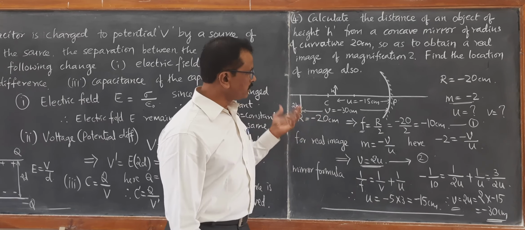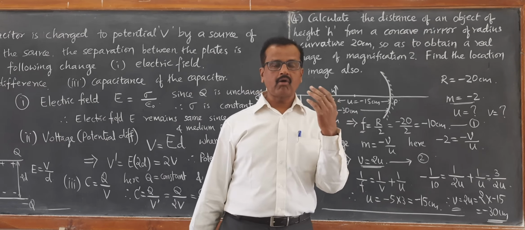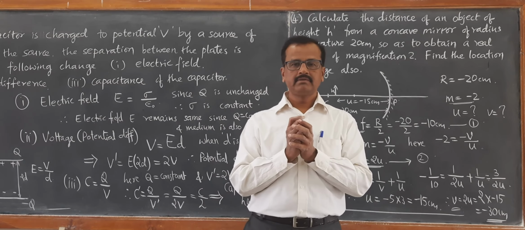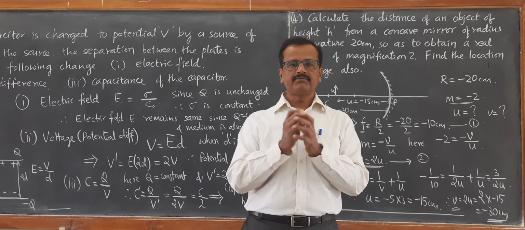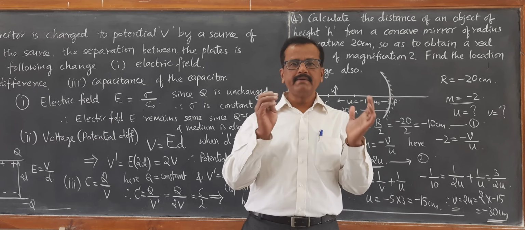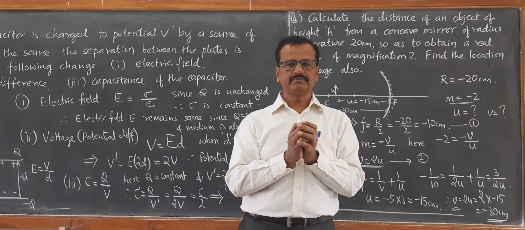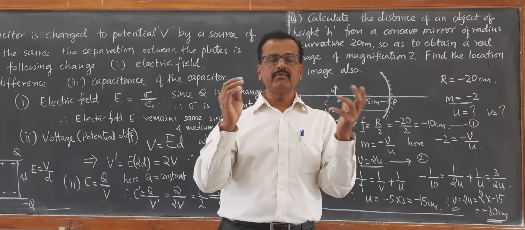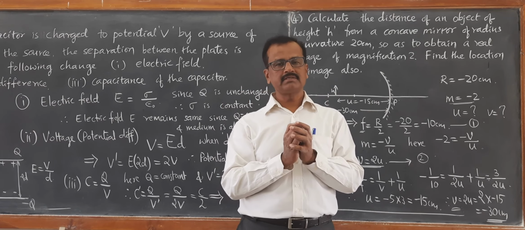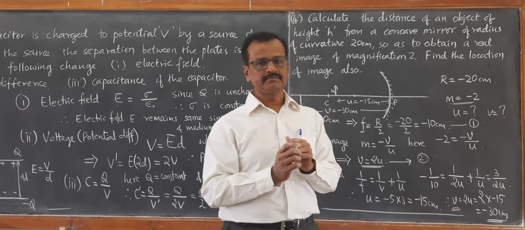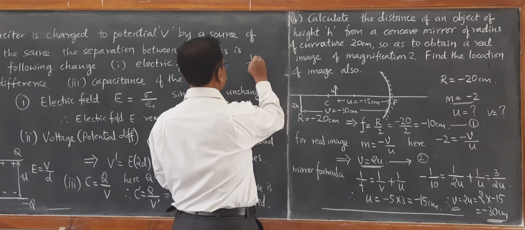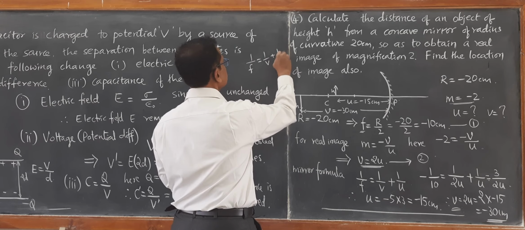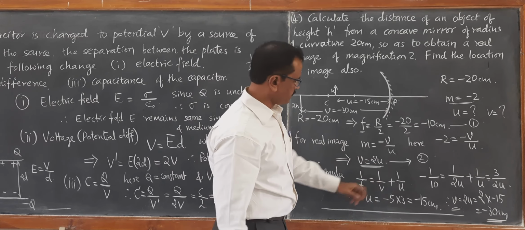Okay. One more related problem: here it is a concave mirror, but for a convex mirror, the image is always virtual. Why is the image formed by a convex mirror always virtual? How do you answer this question? It is just a 1 mark question. So you have to take the help of the mirror formula: 1 by f equal to 1 by v plus 1 by u.